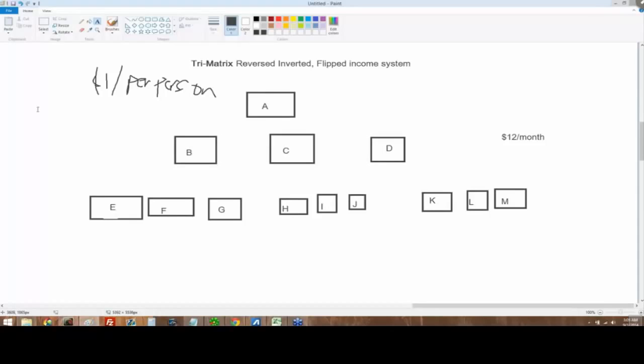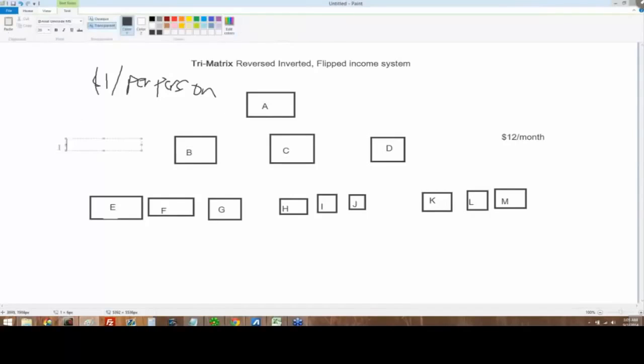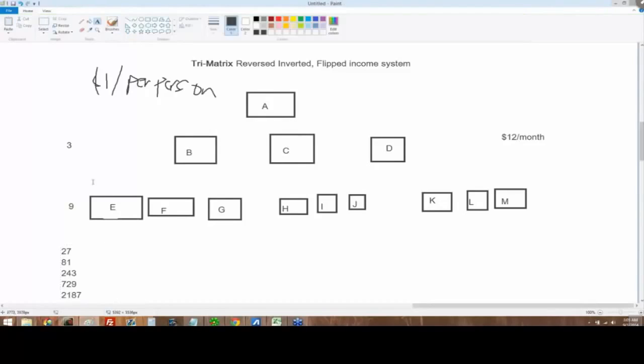So what we have here is a 3x7 matrix. That means everything goes 7 levels deep. So this is A, and here's A's level 1, level 2, level 3, level 4. A's level 1 has 3 people, level 2 has 9 people, level 3 is going to have 27, then 81, then 243, then 729, and then 2187. Those are going to be the total number of people in A's matrix.